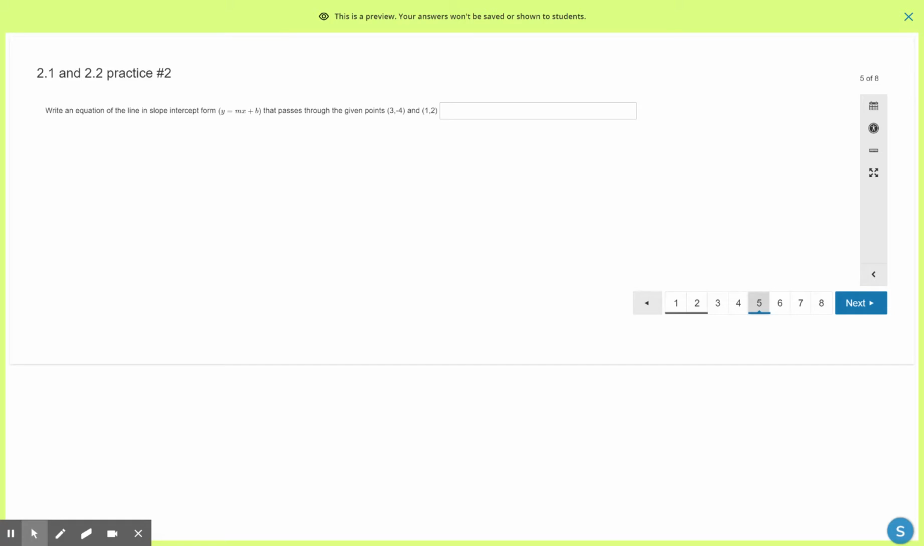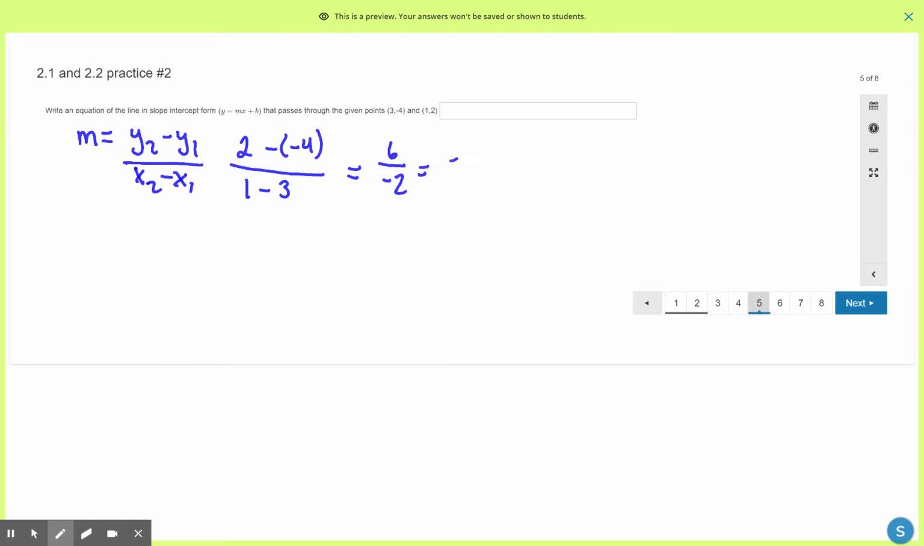Now our fifth problem is a little more in detail. We don't have the m yet, but we have the slope formula. So we have to plug that in. 2 minus, once again be careful, that negative sign matters, 1 minus 3. So 2 minus -4 is a +6 over a -2, which becomes our -3. So that's our m.